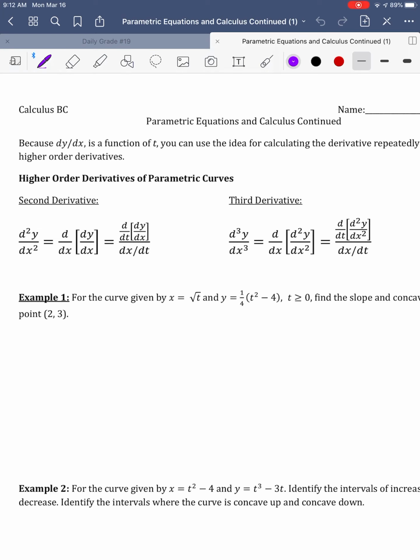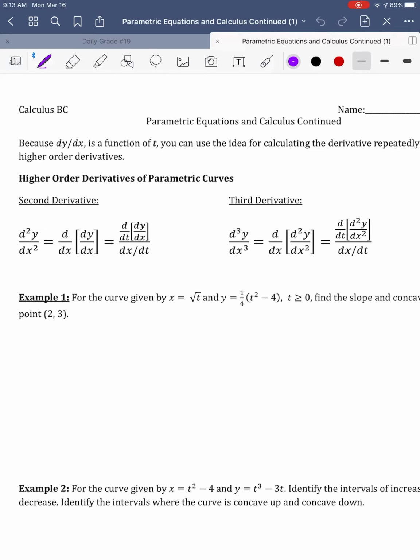But what they will totally ask you to do is to find a higher order parametric derivative, so a second derivative. The third derivative process would follow the same idea. They're not going to ask you to find a third derivative either, but they will ask you to find a second derivative, and therefore they will ask you to discuss the concavity of a parametric function.